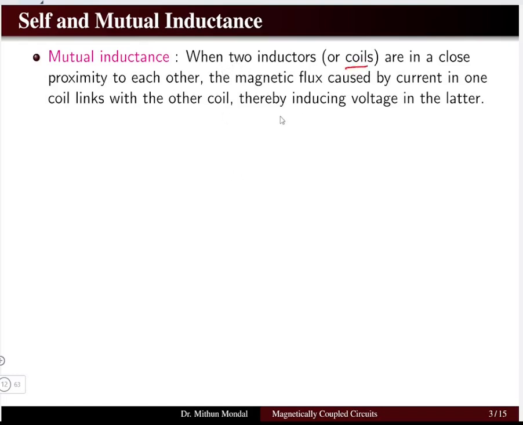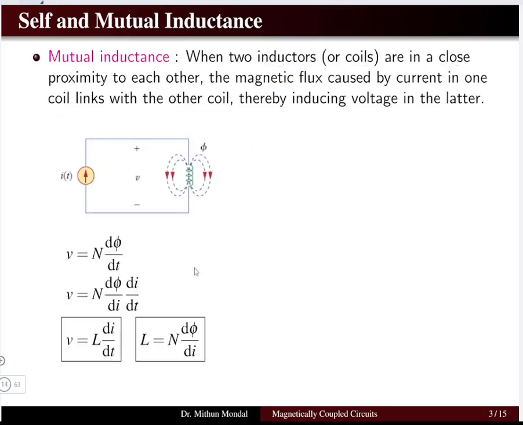If two coils, which are known as two inductors, are in close proximity to each other, then the magnetic flux caused by the current in one coil will link to the other coil. So when the current is flowing in one coil, it will lead to a magnetic flux phi which will link to the other coil, and thereby it will induce a voltage in the second coil. This linking of the first coil to the second coil is due to the common magnetic flux, and this phenomenon is known as mutual inductance.